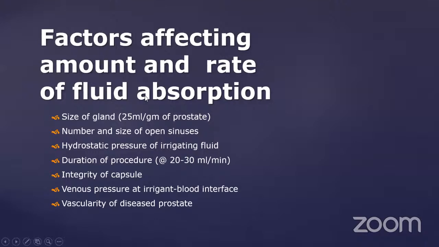The factors affecting the amount and rate of fluid absorption are the size of the gland, the number and size of the sinuses that are open, the hydrostatic pressure of the irrigation fluid, the duration of the procedure, the integrity of the capsule, venous pressure at the irrigant blood interface, and vascularity of the diseased prostate.